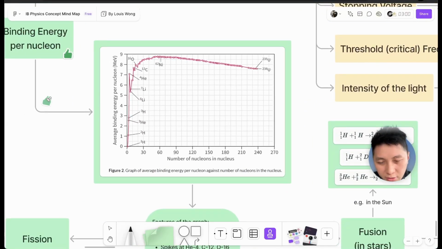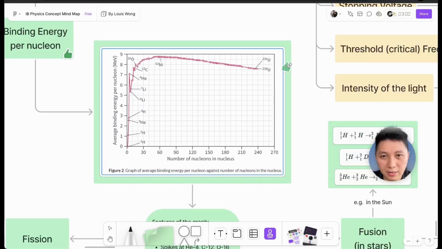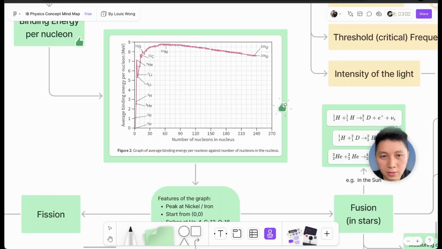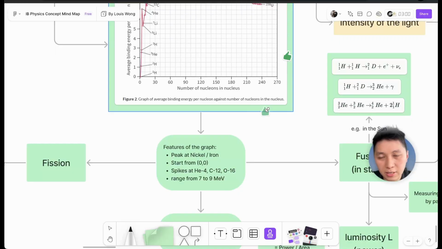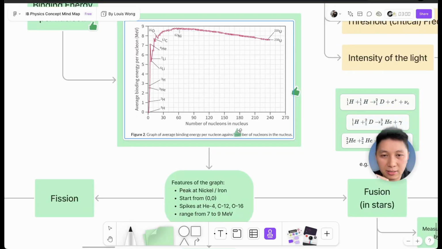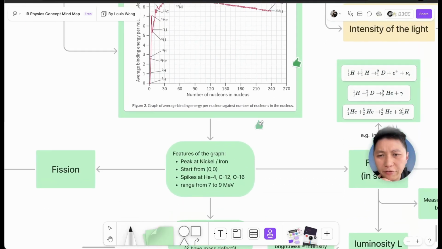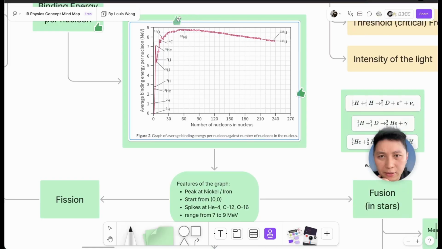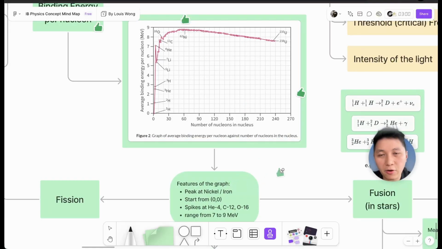It's a very important graph that you have to recall directly in your mind, and you need to remember the shape. It's pretty much like that. Features of this: by the way, you must remember that the y-axis is average binding energy per nucleon, and per nucleon is important. The x-axis is just the nucleon number. The first feature is the peak at nickel and iron. Either way is fine; different textbooks say different things, but they are more or less the same.